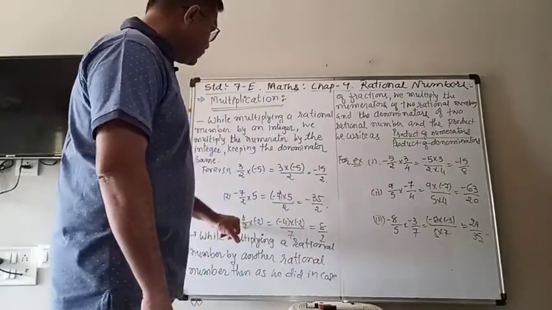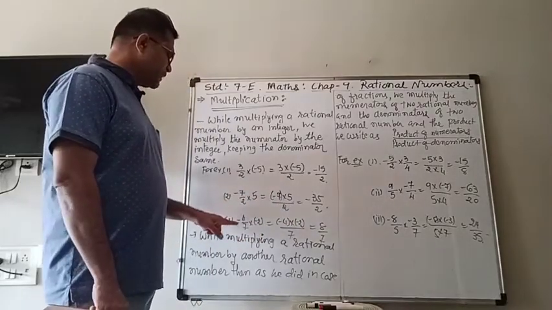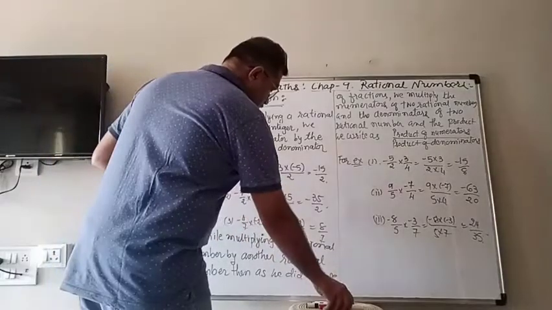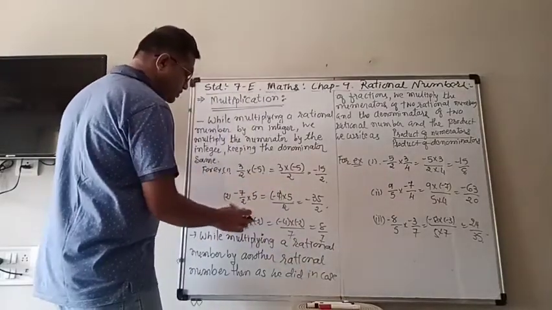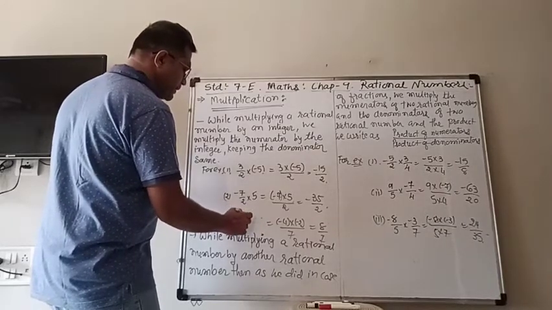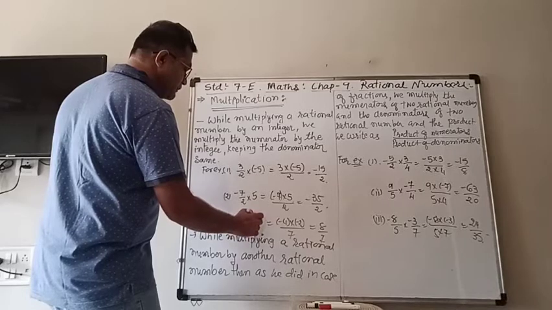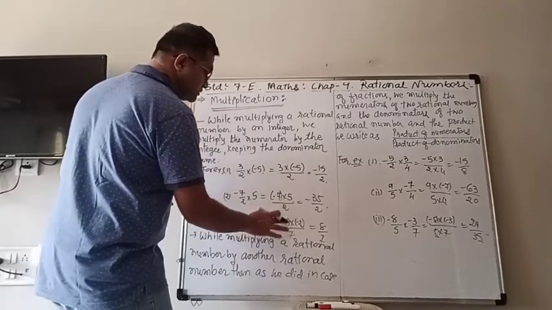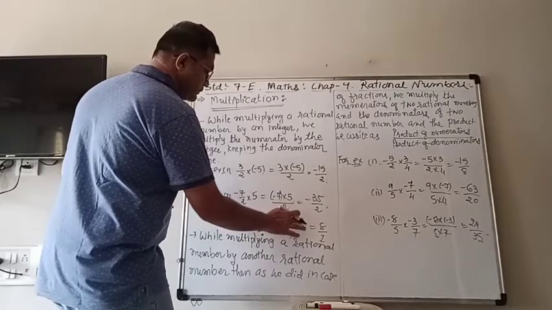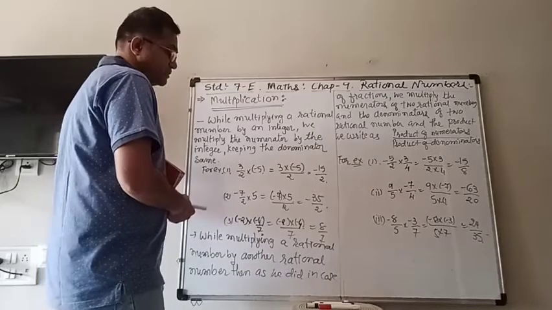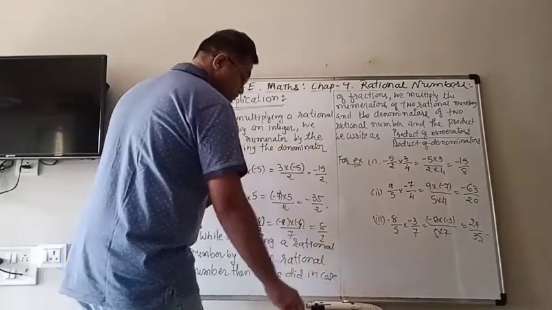Similarly, if both are negative, it also doesn't matter. Minus 4 upon 7 multiplied by minus 2. Or sometimes it can be like that also, where minus 2 can be in the front: minus 2 multiplied by minus 4 upon 7. Then also we have to do the same thing: minus 2 multiplied by minus 4, divided by 7. But the answer is the same, 8 upon 7.